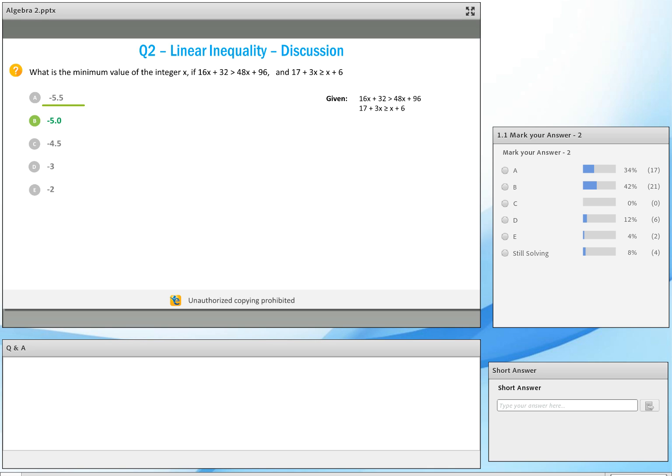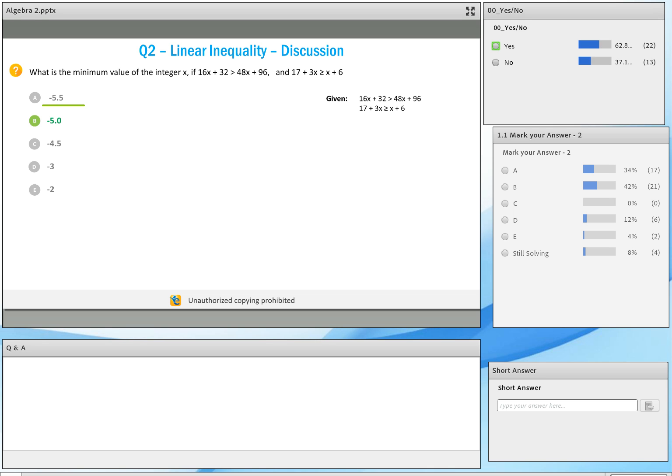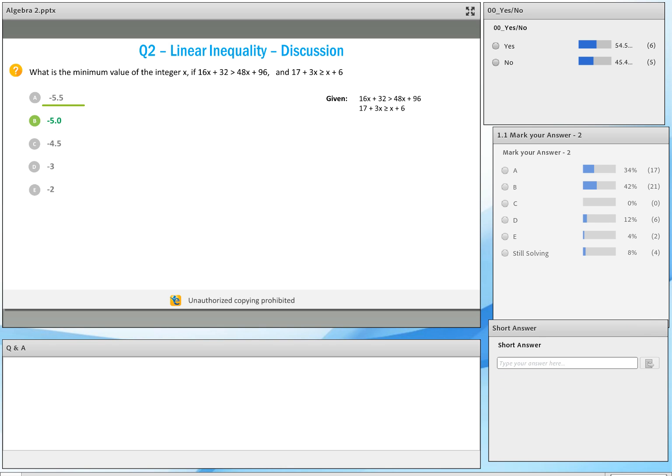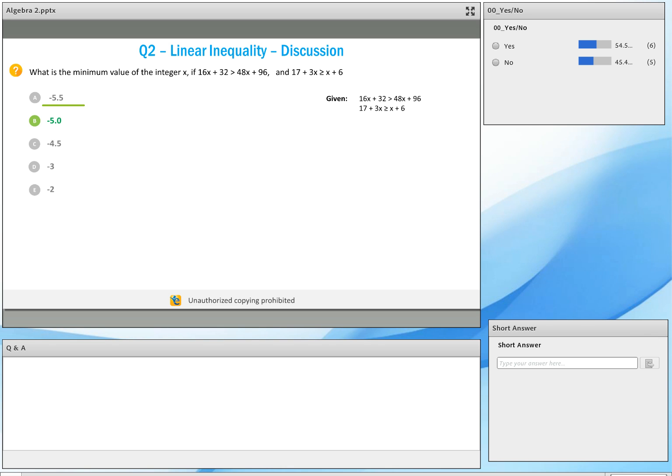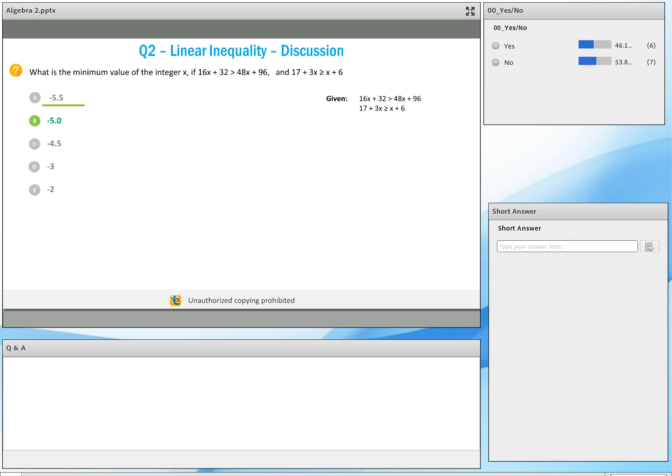Do you see where you faltered? Those of you who selected choice A as the correct answer. Do you see where you faltered? And why did you falter here?